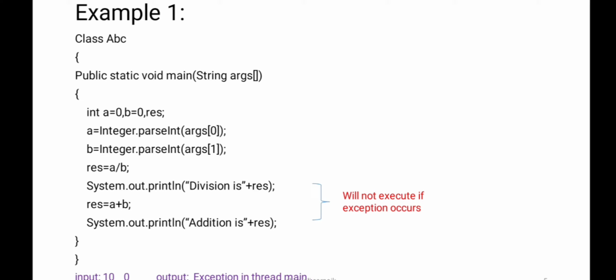So the addition block will not be executed in this case, and it will give the output as exception in thread main. So in this case, if the first statement is terminated, it will not go to the second line. So this is the simple example of an addition program. In this case, what we will do is use a try and catch block.